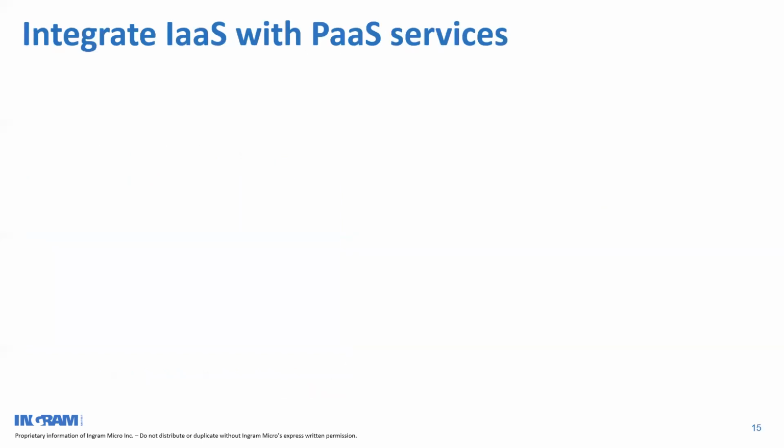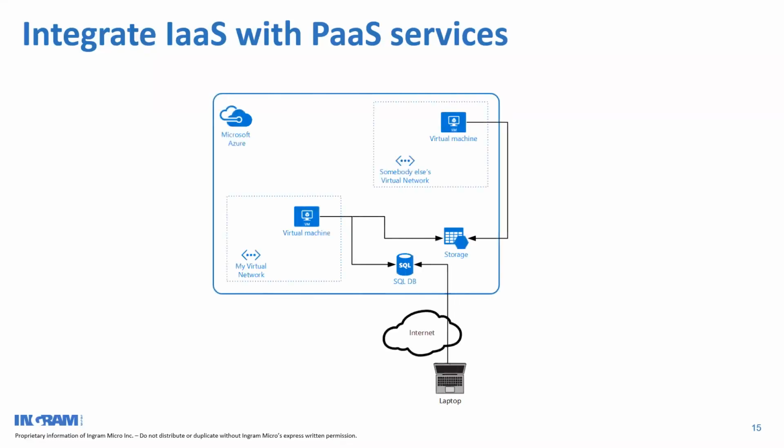One of the very interesting services available within Azure is allowing you to integrate infrastructure as a service with platform as a service. For example, let's say you have a virtual machine which is running an application, and that application wants to read and write data from Azure Blob Storage. Now, Azure Blob Storage is a platform as a service. Azure Virtual Machine is an infrastructure as a service. So how can you integrate these two? That is where we will talk about service endpoints and private endpoints.